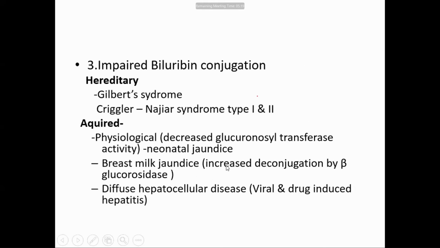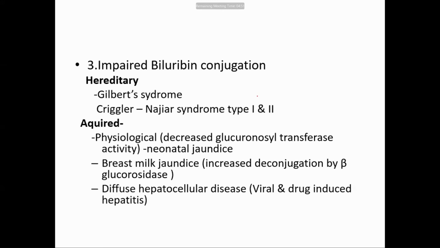Breast milk jaundice, that is increased deconjugation by beta glucuronidase. And diffuse hepatocellular disease, that is viral hepatitis, drug-induced hepatitis. So these are the acquired causes of impaired bilirubin conjugation, and hereditary causes are two, Gilbert syndrome and Crigler-Najjar syndrome, type 1 and 2. I will be talking about them later on. So these are the causes of indirect or unconjugated hyperbilirubinemia.